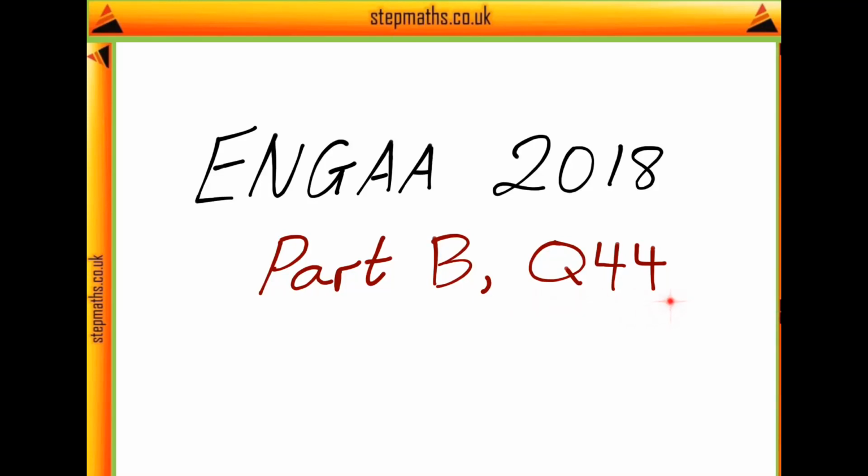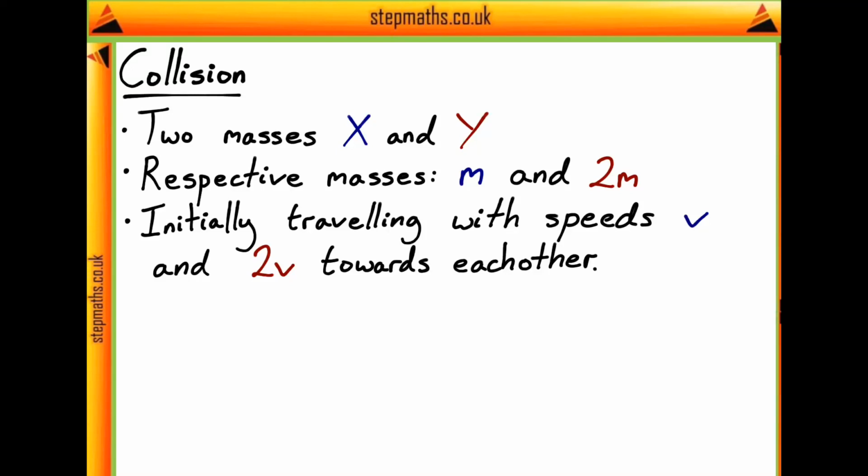Here we're going to look at question 44 of the ENGAA 2018 paper. In this question, we're told they have a collision between two spheres, x and y. We're also told that their respective masses are m and 2m, and that they are initially travelling with speeds of v and 2v respectively, straight towards each other.